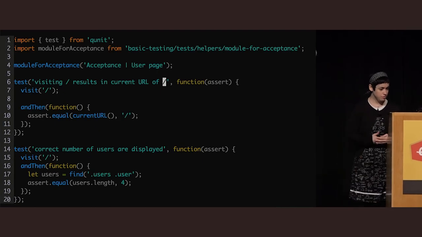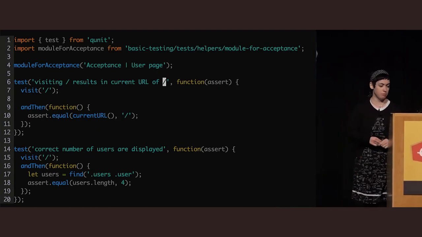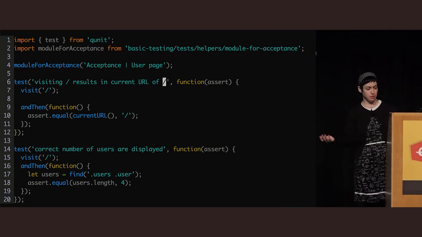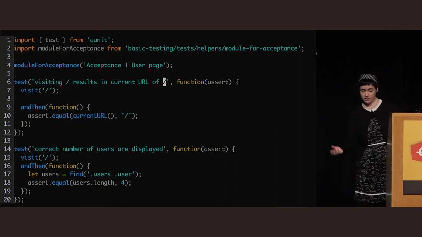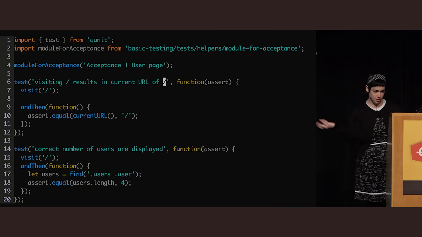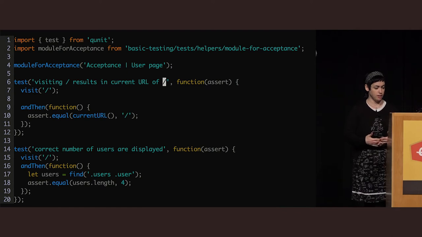And so we have two acceptance tests. The first is that when we visit the home page, it results in a current URL of the home page. So we see, again, the async helper visit, and then waiting, assert equal current URL, that's one of our sync helpers, is equal to slash, simple enough. And then that the correct number of users are displayed. So again, we visit the home page and we check that the number of users that we expect are there.